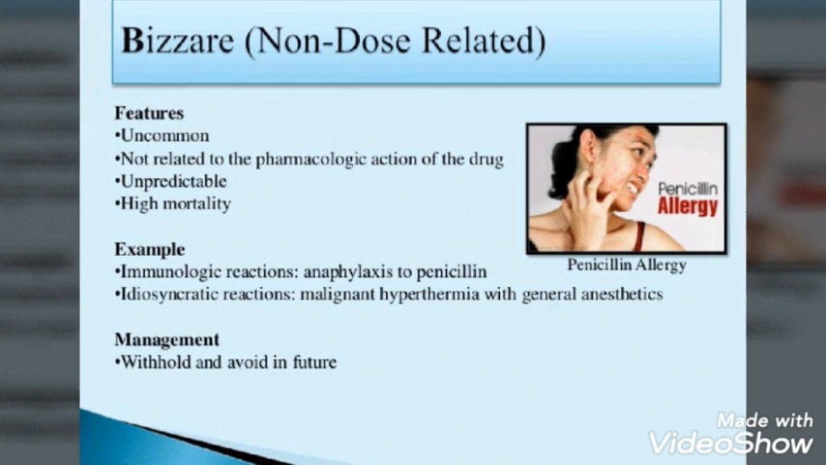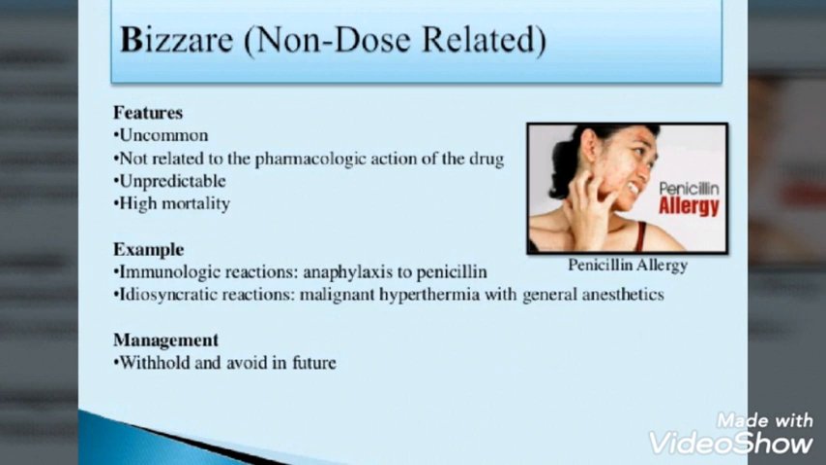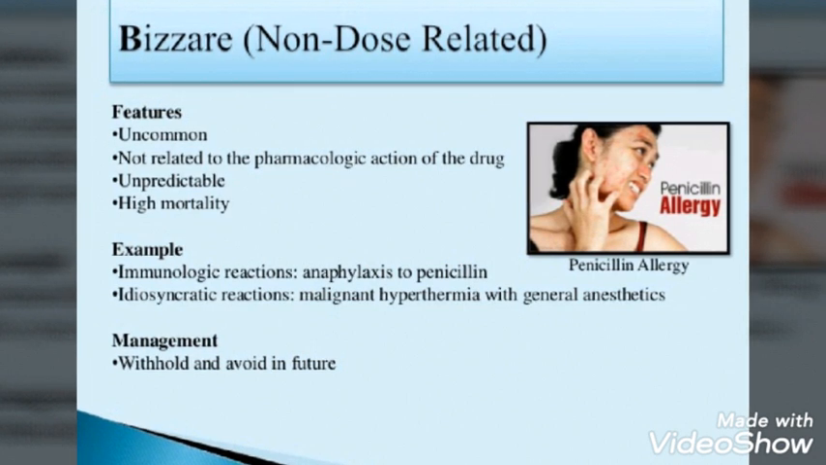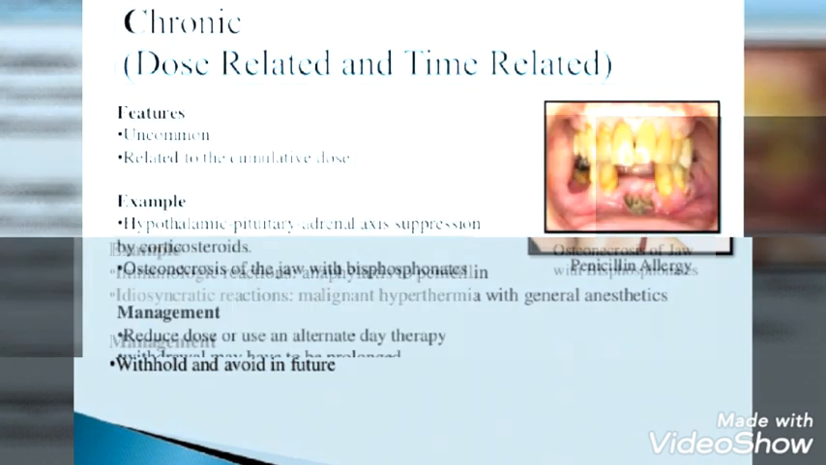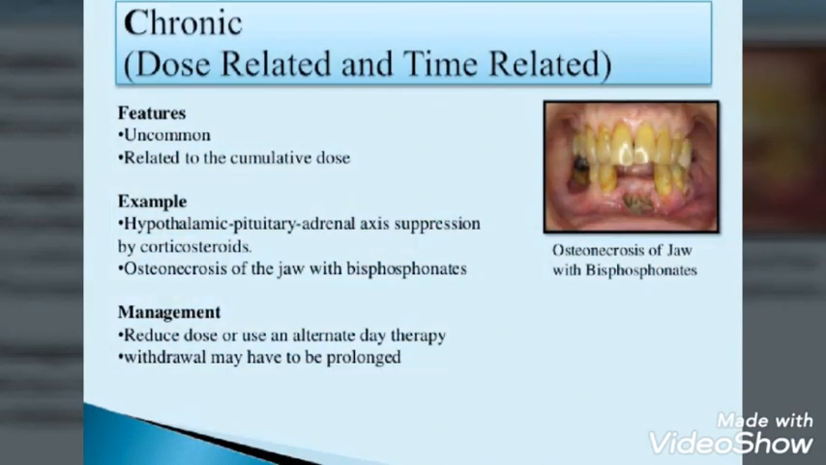Then idiosyncratic reactions, that is malignant hyperthermia with general anesthetics. Management is withhold and avoid in future. Whenever you have these type B reactions, you should withhold that drug or you should try to avoid it in the future. And the next is chronic, that is dose related and time related.